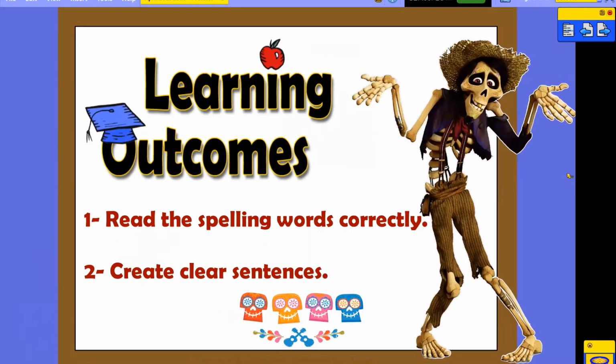Our learning outcomes for today, or our objectives, are: number one, we're going to read the spelling words correctly. And number two, we're going to create clear sentences. And of course, while we are reading the spelling words, we're going to identify what each prefix is for.